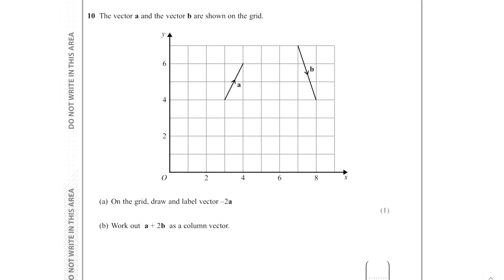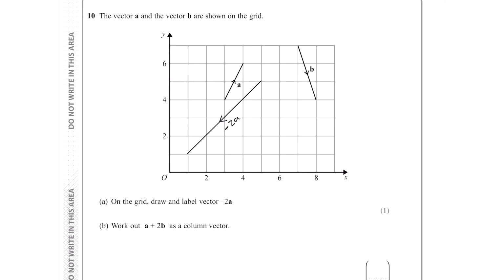Okay, vector A and vector B are shown on the grid. On the grid, draw and label vector minus 2A. So the 2 just means it's going to be double in size, so we're going to times it by 2. And the minus means it's going to be the other way around. So we're going to draw the exact same thing. A is going to be twice as long, and it's going to point in this direction. So that is going to be minus 2A.